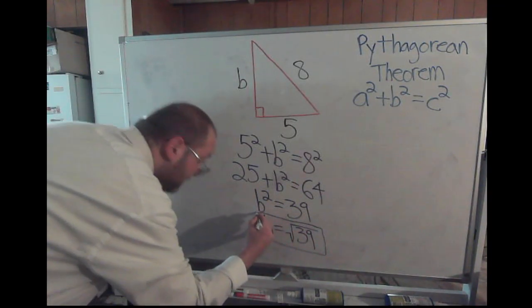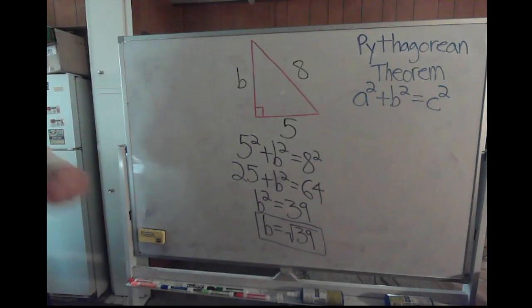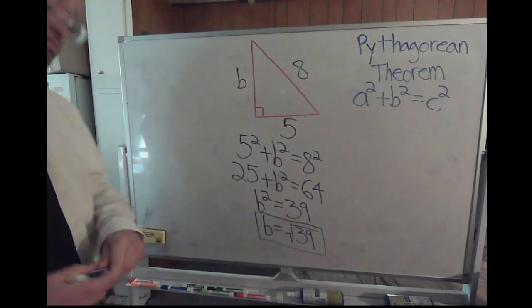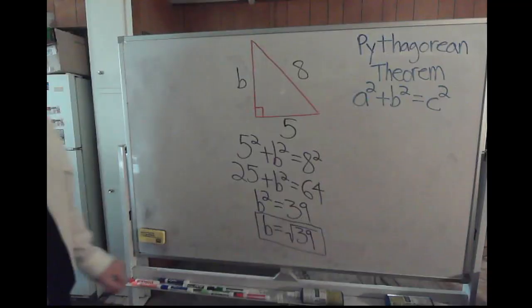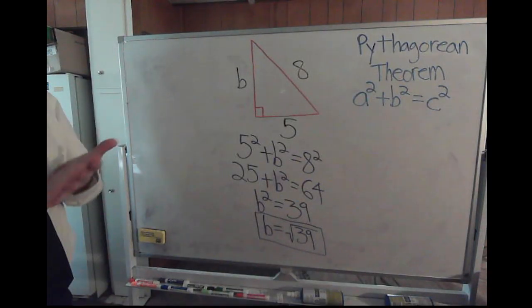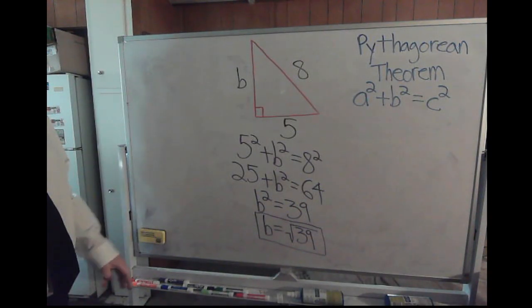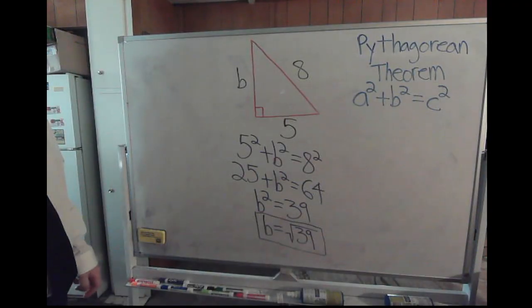So side B has a length of the square root of 39. That's exactly what you would get. So that's it for Pythagorean Theorem. That should have honestly been more of a review than anything.